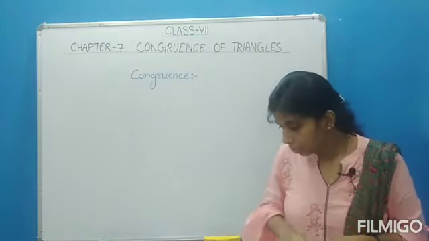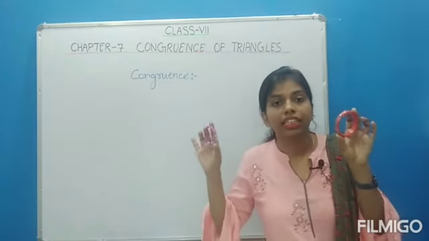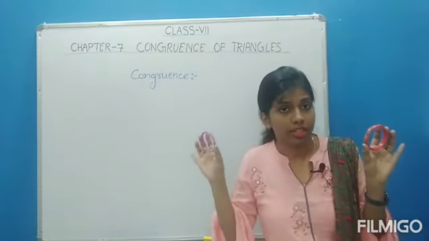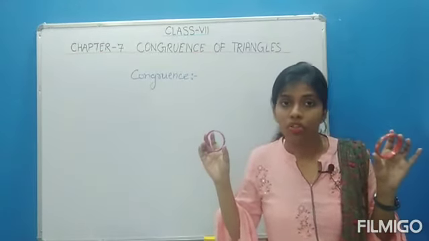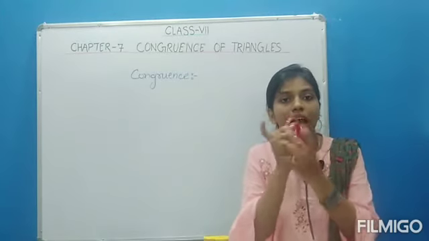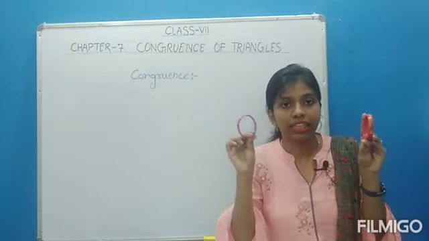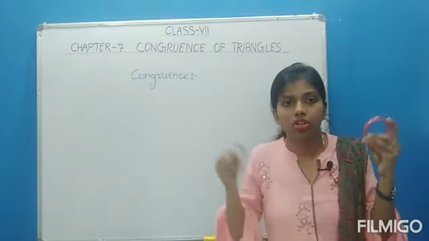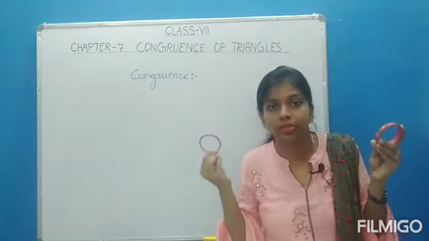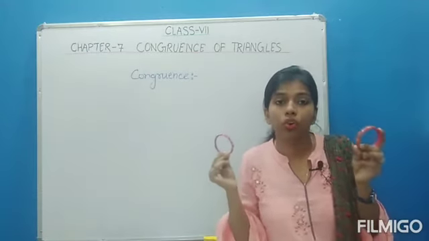Similarly, if I take these two bangles, here these two bangles have the same shape, both are circles, but the sizes are not the same. No, they are not going to overlap each other. Obviously we can see that one is thinner and one is thicker, and their measurements are not the same, only the shape is the same. In that case we cannot say these two are congruent.